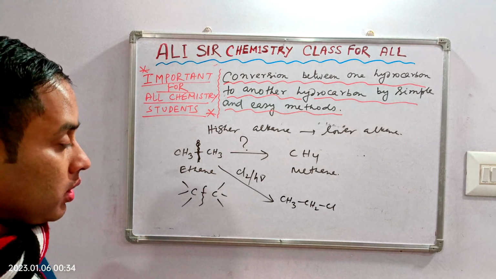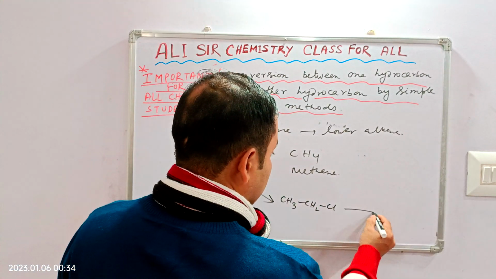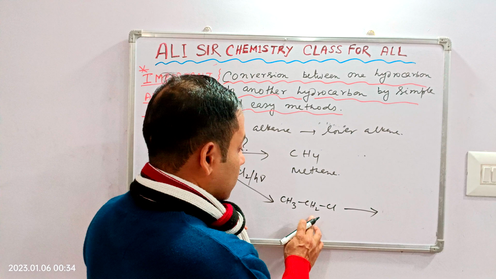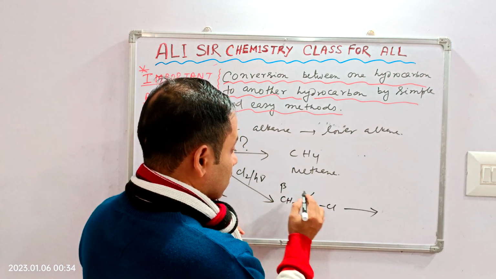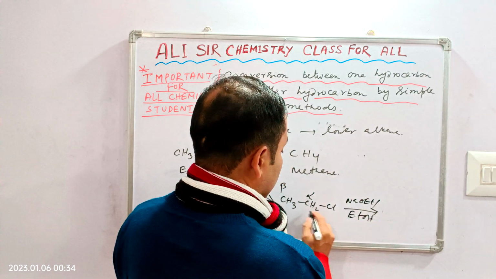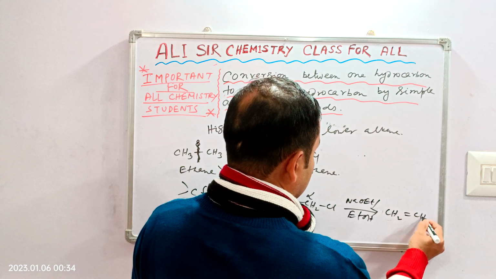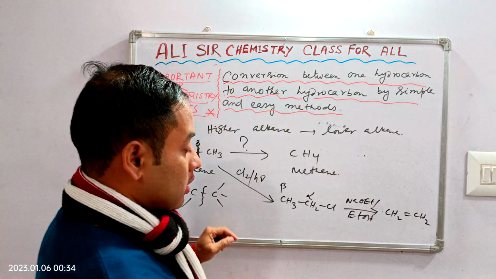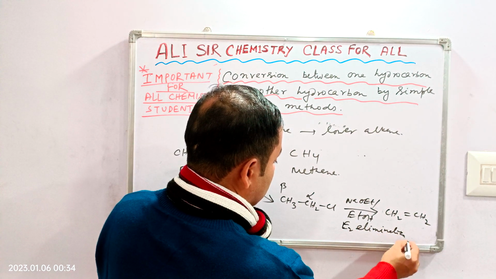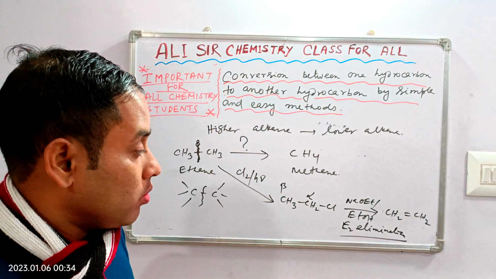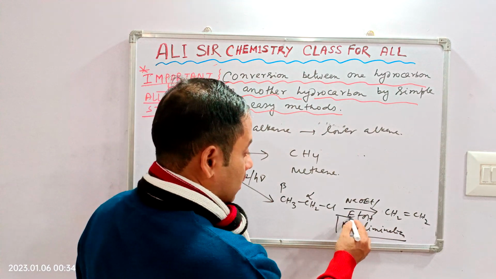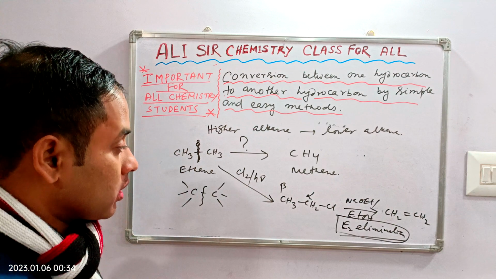Now see, ethyl chloride undergoes an elimination reaction to form an alkene. In ethyl chloride, this is the alpha carbon and this is the beta carbon. If you use sodium ethoxide in presence of ethanol, we will get ethylene. This reaction is called E2 elimination. If anybody doesn't know it, you can see any book or reference book, where you have learned about E2 elimination reaction.